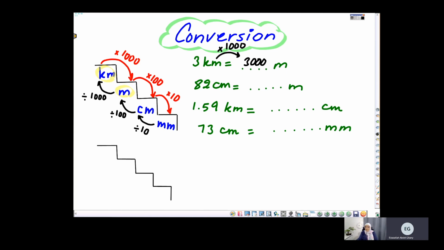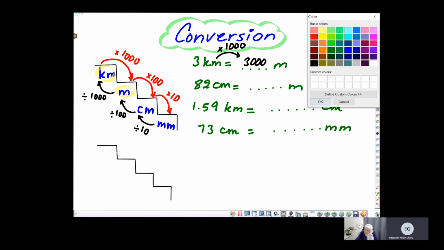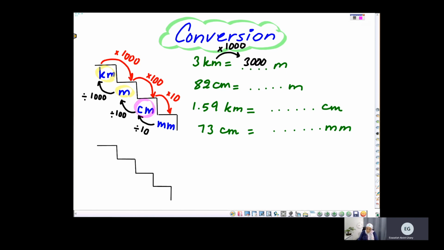About 82 centimeters, you want to change them to meters. Where are the centimeters? Here they are. You want to convert 82 centimeters to meters, then you are going up the stairs. So small to big, divide by how much? By 100. So we divide here by 100. If you don't have a calculator and you need to divide by 100, you just move the decimal point to make the number smaller.